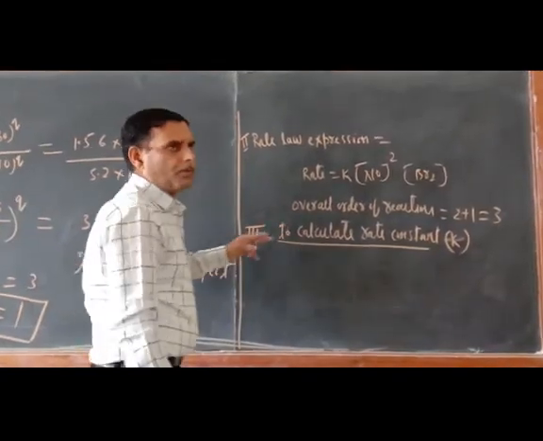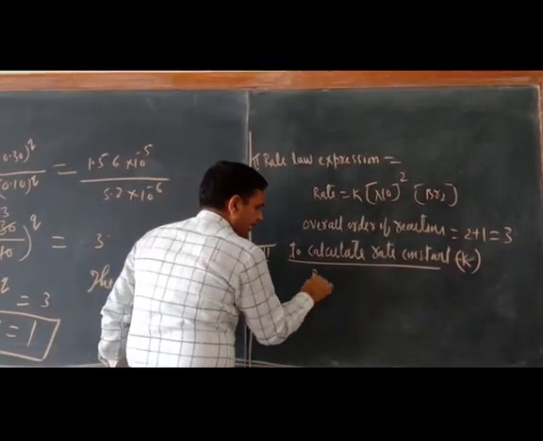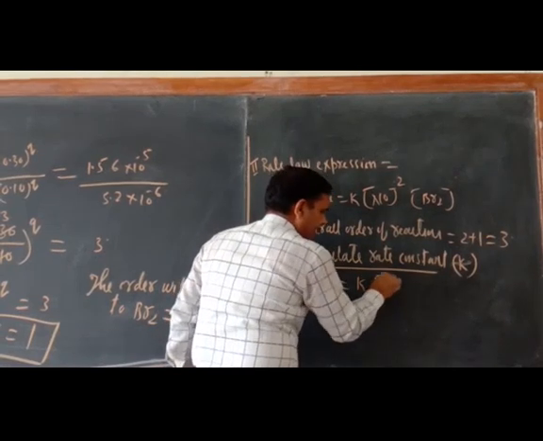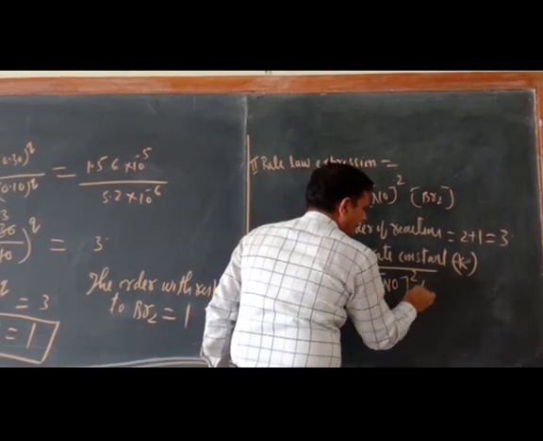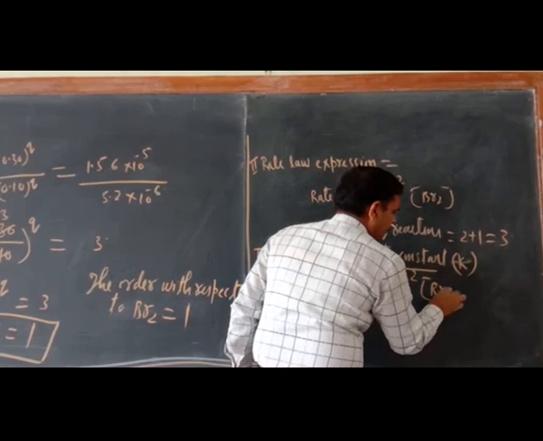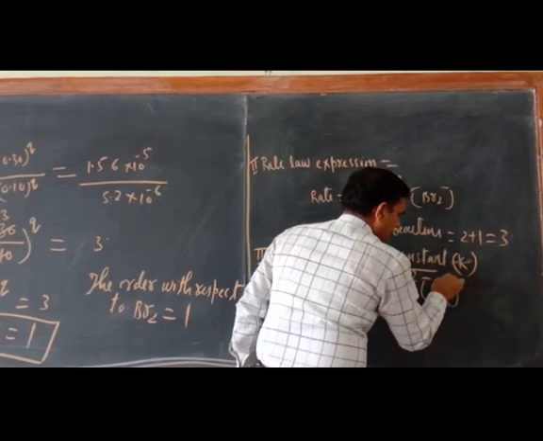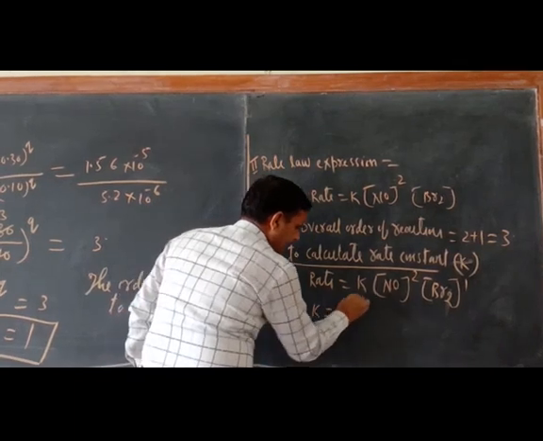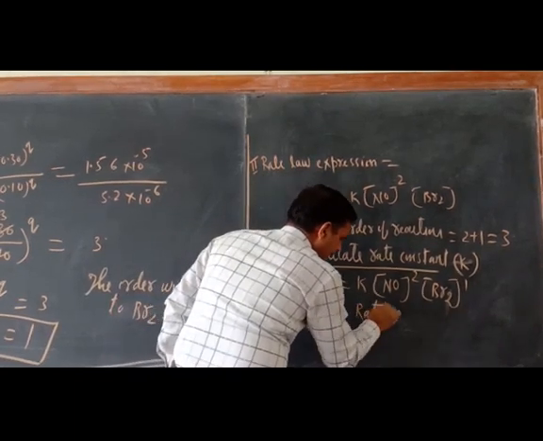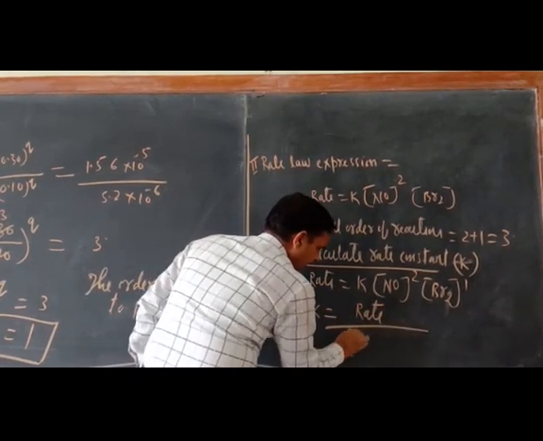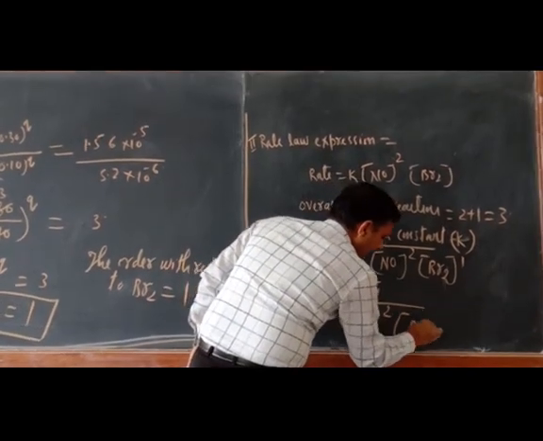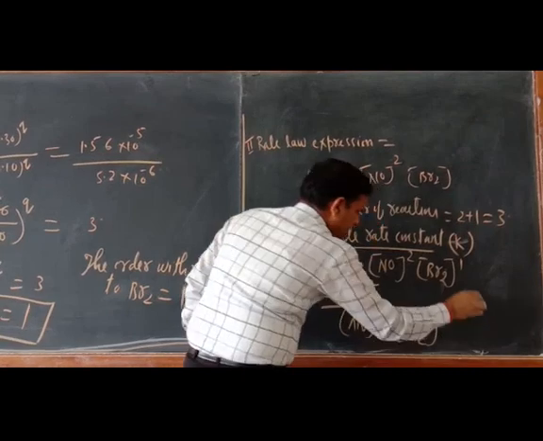So if you want K equal to what is there? Rate equal to K, and here what is there? NO raised to the power 2, Br2 raised to the power 1. So just see, K equal to rate divided by molar concentration of NO raised to the power 2 and Br2 raised to the power 1.